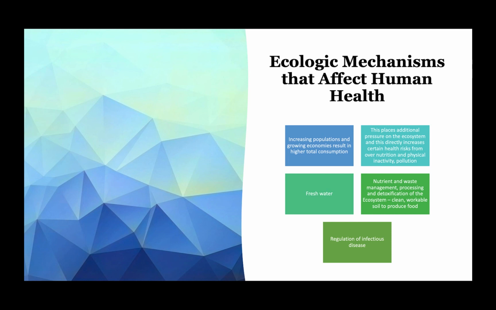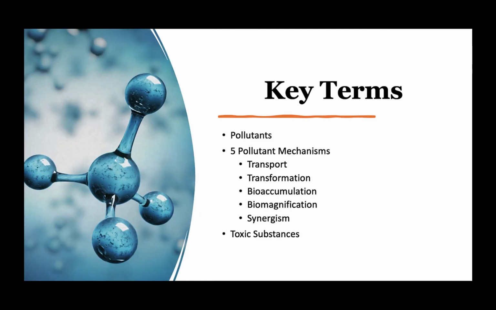The other part of this is nutrient and waste management, processing and detoxification of the ecosystem. We want to make sure that we are using clean, workable soil to produce food. If we are constantly polluting our soil, then that's going to cause health problems down the road on one of the steps of the process. And then, of course, regulation of infectious disease is a critical part of managing our ecologic mechanisms. These are the key terms in ecologics.